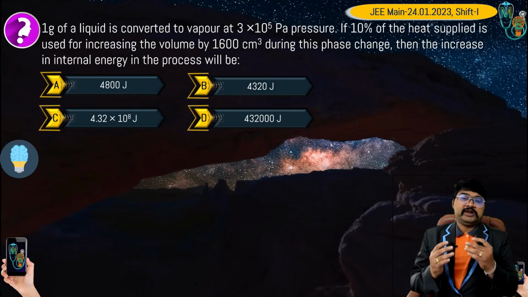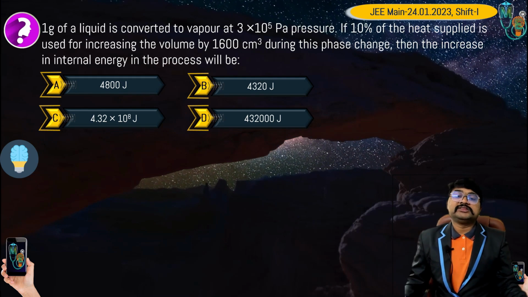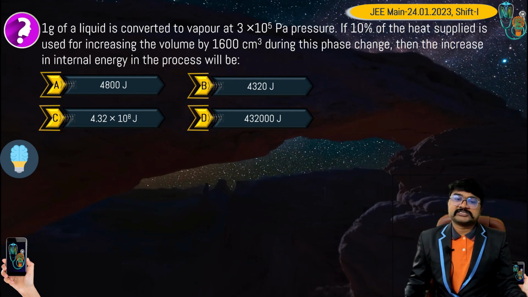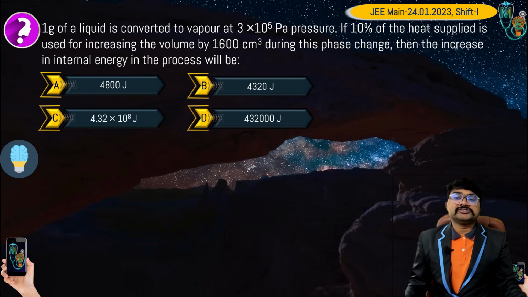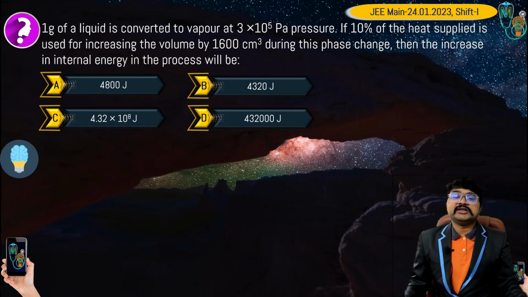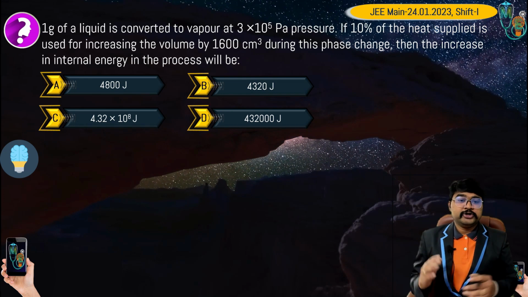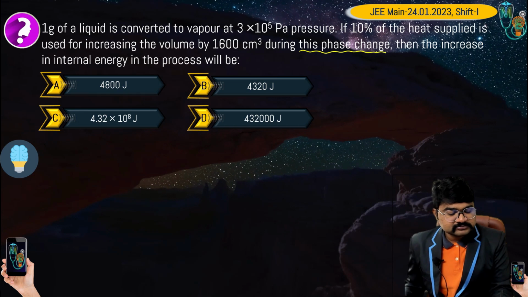1 gram of liquid is converted to vapor at 3 into 10 power 5 Pascal pressure. If 10% of heat supplied is utilized for increasing the volume by 1600 centimeter cube. During this phase change, this is the phase change.